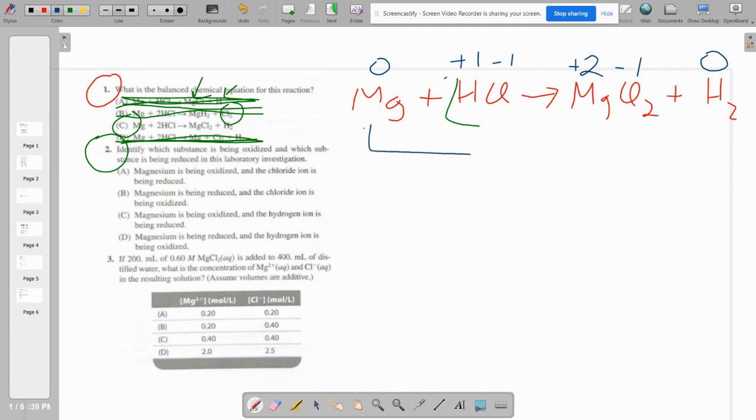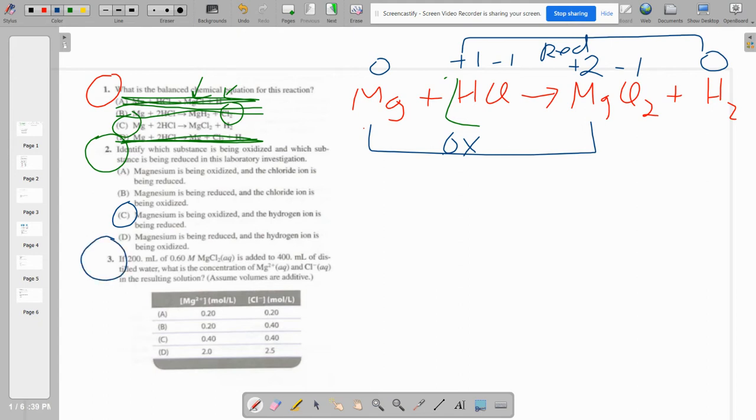Okay, so hopefully you would see that the magnesium went from 0 to +2, so it's becoming more positive. So that must mean it is losing negative electrons. So that's your oxidation. Okay, and then the hydrogen is going from a +1 to 0. So that's reducing in positive charge, sometimes I like to say. In other words, you must be gaining electrons to go from a +1 to 0. So that is our reduction. So that would make letter C the correct answer. All right, pretty easy. All right, so let's go on to number 3.